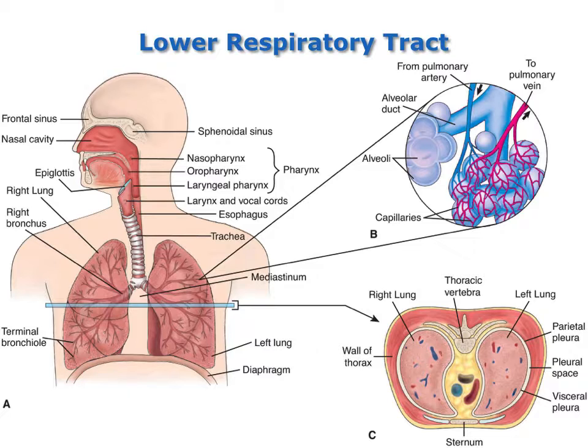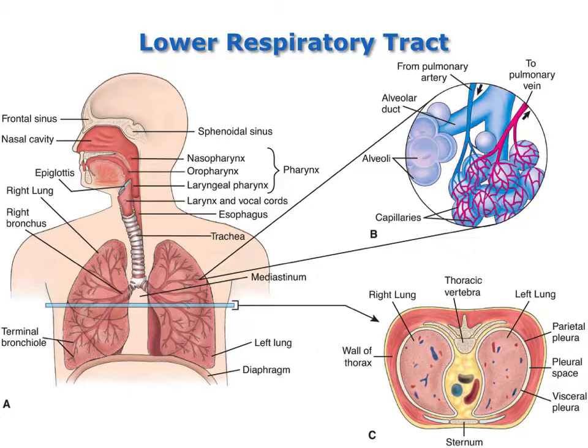The upper right sided picture shows how the bronchi branch off into bronchioles, which are the smaller airways within the lower respiratory tract, and that those airways terminate in the alveolar sacs, which are very capillary rich, which is where gas exchange occurs.